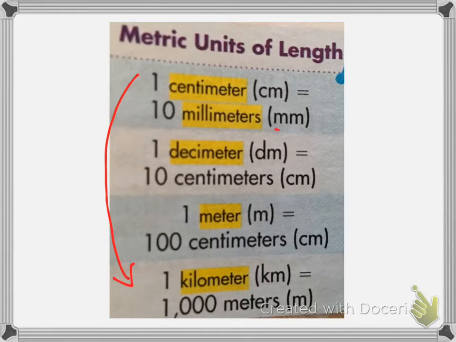So we have millimeters, that is really, really tiny. And then we have kilometers, and that is very, very long. That's like if you're going on a trip somewhere and it's going to take a long time, it's going to be measured in kilometers. Where millimeters is like the width of a dime.